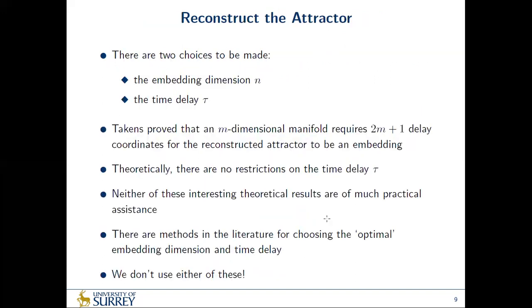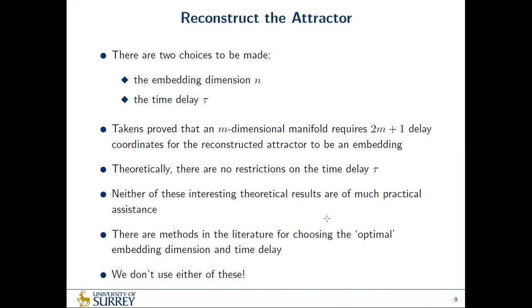There are two choices that we have to make with this method. We have to choose the embedding dimension, which is n, and the time delay, which is tau. Takens proved that if we have an m-dimensional manifold, then that requires 2m plus 1 delay coordinates for the reconstructed attractor to be an embedding. The only trouble is most of the time we don't know what m is, so that's not much use. And theoretically, there are no restrictions on the time delay tau. So interesting theoretical results, but they're not of much practical assistance.